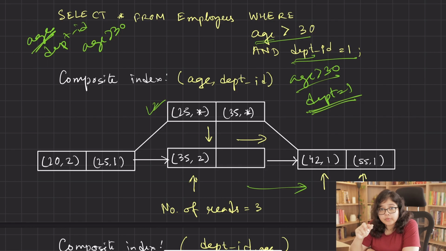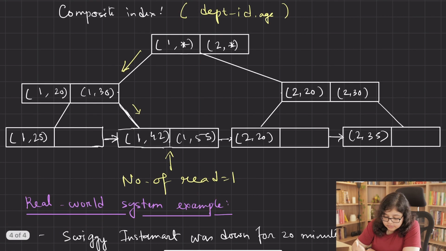Now let's see a scenario where we flip the order of the columns in the composite index. Here, the order of the columns in the composite index is department ID, age. So department ID is the first column and age is the second column. This is the B plus tree that is storing this composite index. This is the value of department ID, while this wildcard represents the second column, age.